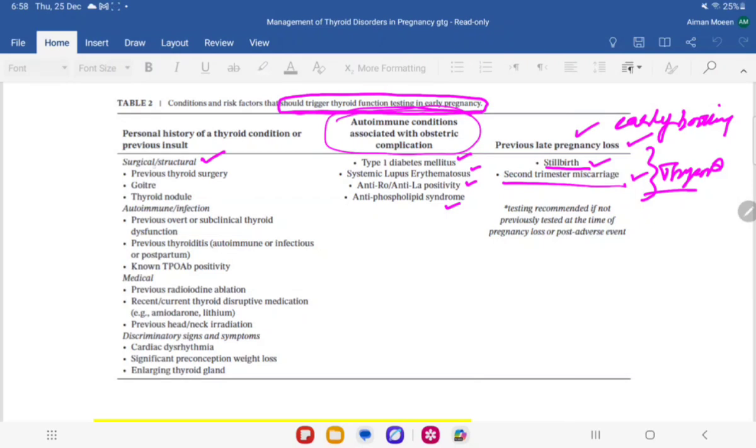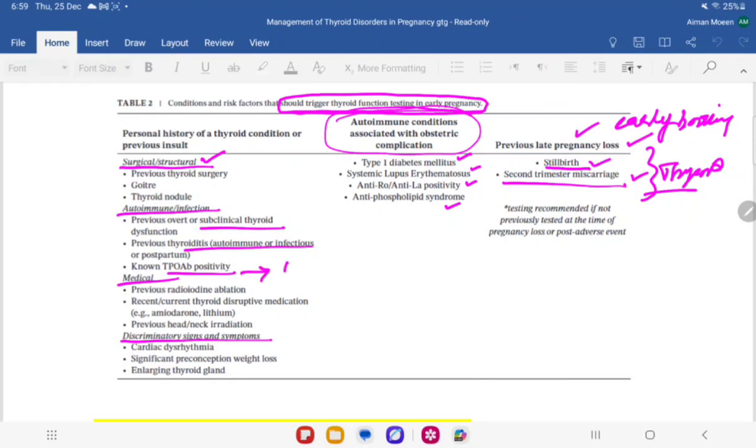Now you have to divide it into the 4 causes like this. Okay. So if the previous thyroid surgery has been done, if there was a thyroid nodule or goiter, this woman is likely to be at risk of developing some thyroid condition during the pregnancy. Autoimmune conditions like previously overt or subclinical thyroid disease, previous thyroiditis, and known thyroid peroxidase antibodies.